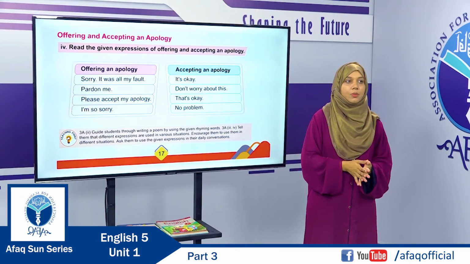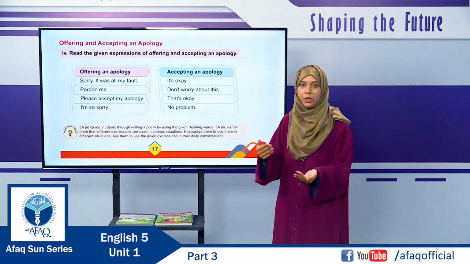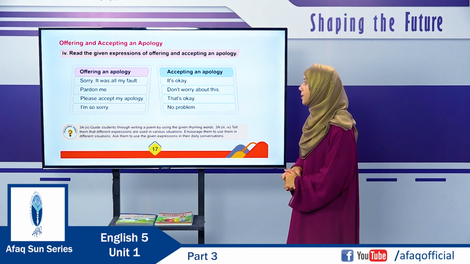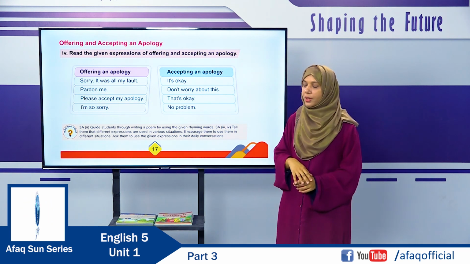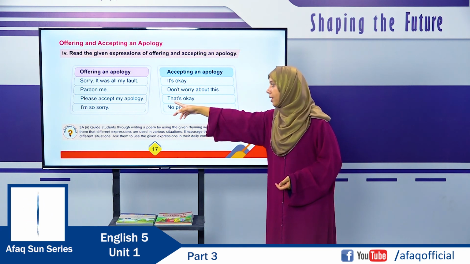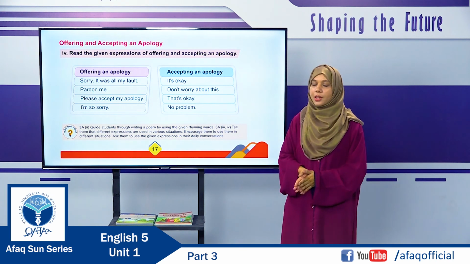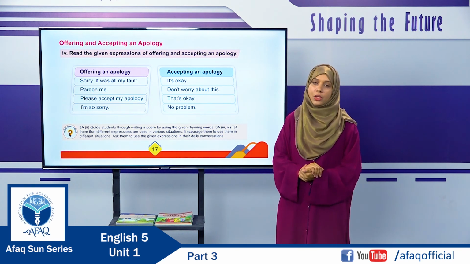In the same way, sometimes we have to accept an apology. For example, when someone apologizes to us, we can say, it's okay, or we can say, don't worry about this. You can also say, that's okay. Instead of it's, you can say that's okay, or you can say, no problem. So these are different ways of accepting an apology.